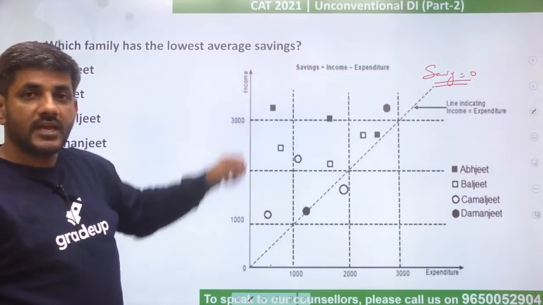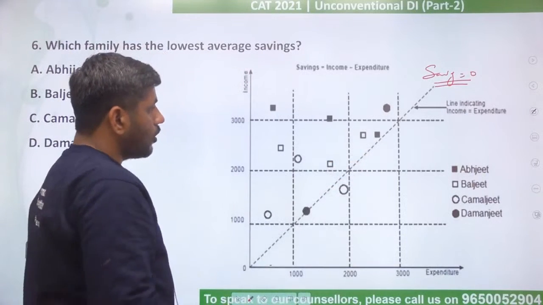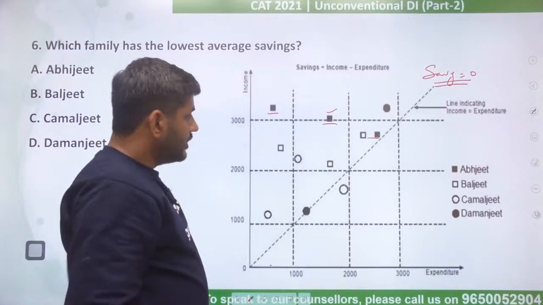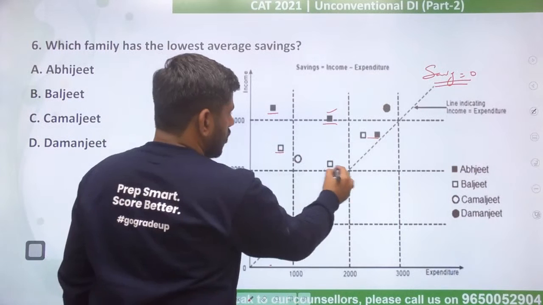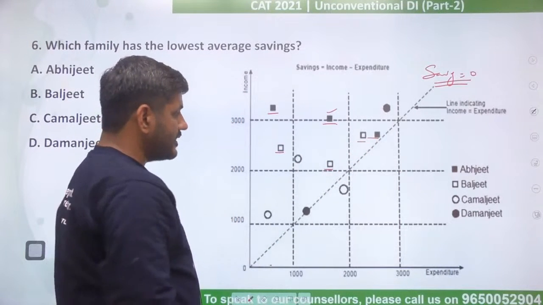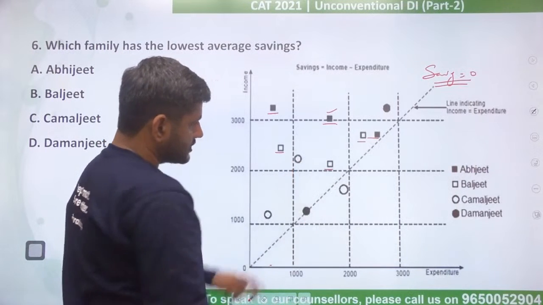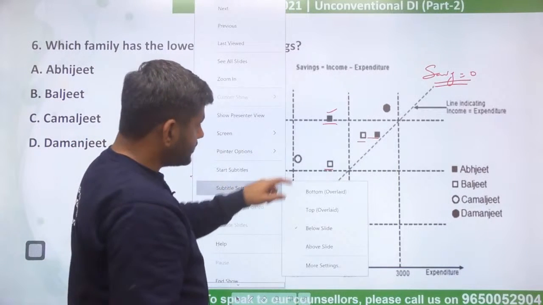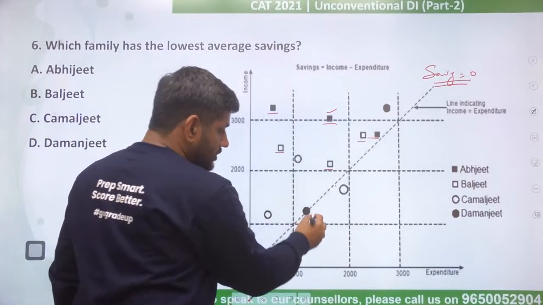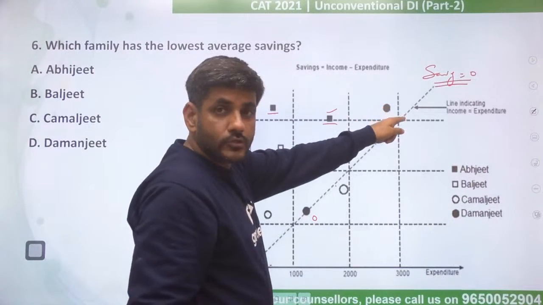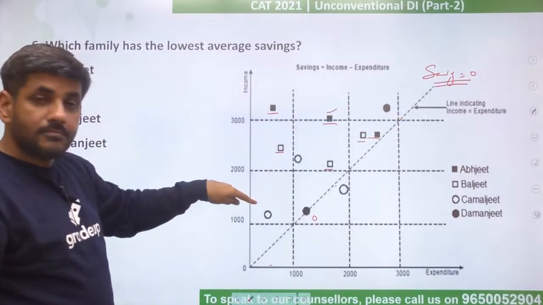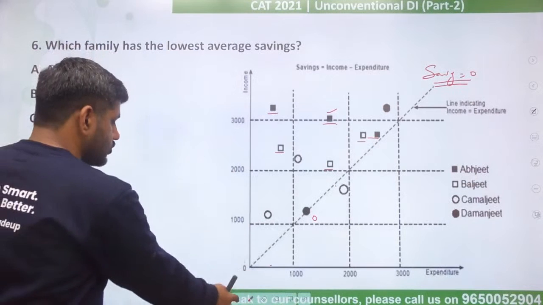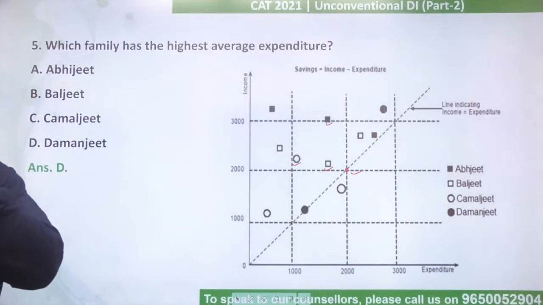I am looking for the lowest average saving. Let us talk about Abhijit first. All the members of Abhijit are much above the line. Their average would be somewhere around this. If I look at these white squares, all three people are above the line. Their average would also be quite high. If I talk about these white circles, one is very close to the line, but the other two are quite above. But when I talk about these black circles, one is on the line, which is zero, and the other one is very close to it. So for these black circle persons the average saving will be the lowest. According to me, the answer would be D, Damanjeet, and yes, that is the correct answer.